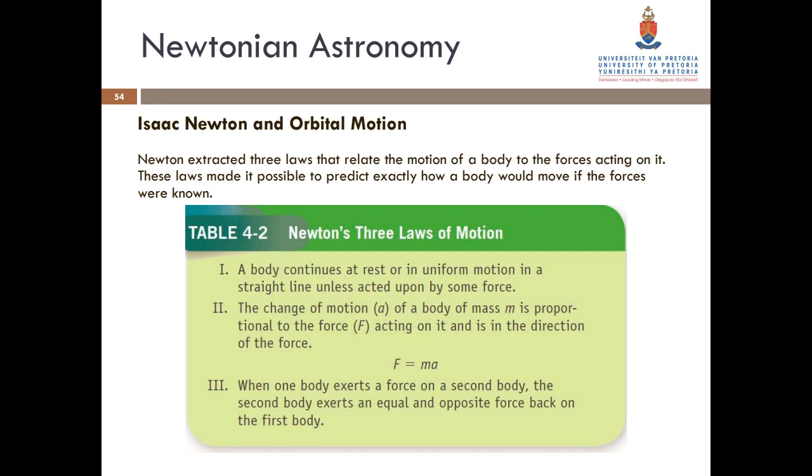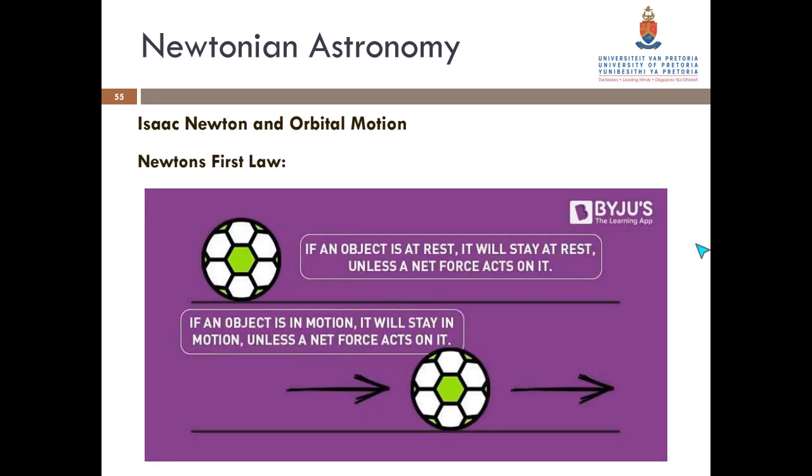Then the second law: the change of motion, a, of a body of mass m is proportional to the force acting on it and in the direction of the force, F equals ma. Then thirdly, when a body exerts a force on a second body, the second body exerts an equal and opposite force back on the first body. So when we explain this, this is an example of it. If an object is at rest, it will stay at rest until a net force is acted on it. And if an object is in motion, it will stay in motion unless a net force acts on it.